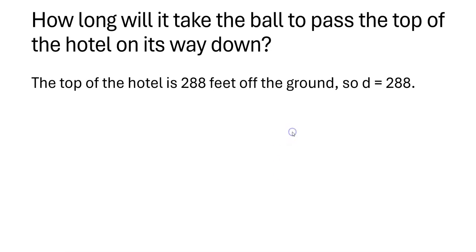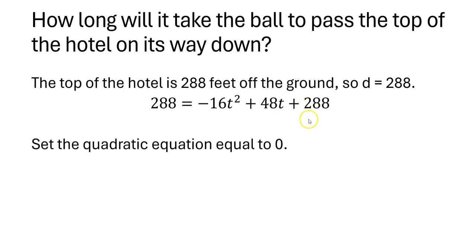Question 2: how long will it take the ball to pass the top of the hotel on its way down? Well, from the initial question, we know that the top of the hotel is 288 feet off the ground, and therefore D, the distance from the ground, is 288. So if I substitute in the 288 for D into the equation, I could do that. And now to solve a quadratic, we need to set that equal to 0. So if we subtract 288 from both sides, we end up with 0 equals negative 16t squared plus 48t.